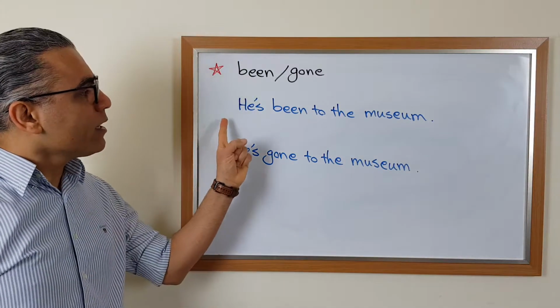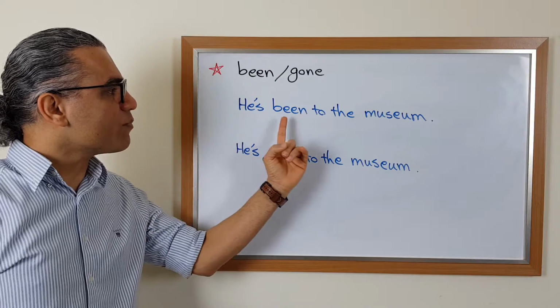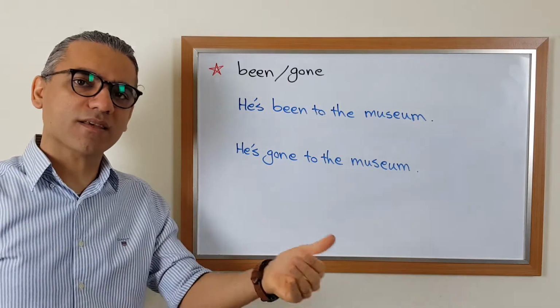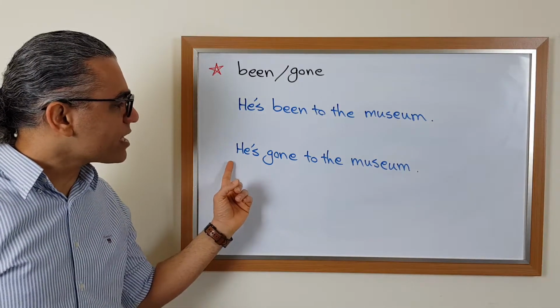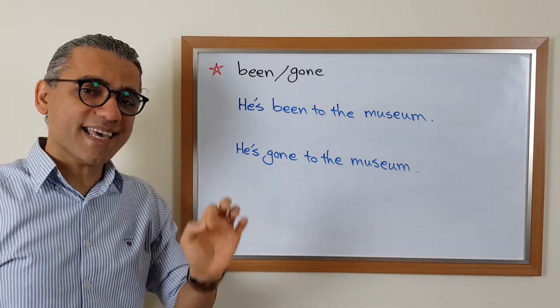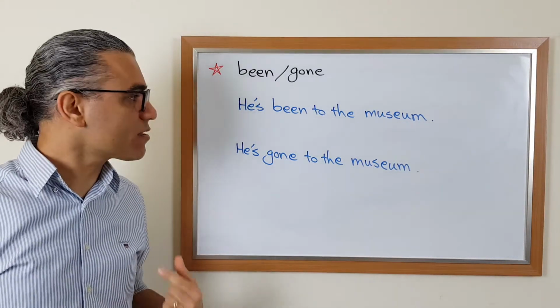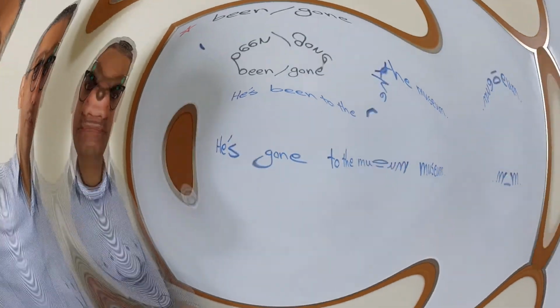This is only talking about an experience in the past. We say he's been to the museum. It means he has the experience of visiting the museum at some time in the past. But in here, he's gone to the museum. It means he is still at the museum. He hasn't returned yet. So this is the difference between been and gone in present perfect form.